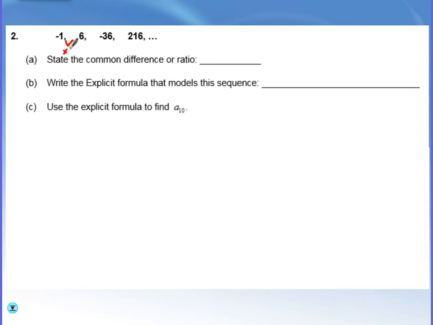So let's mark this up. Multiply by negative 6. Since we are multiplying, this is a geometric sequence. State the common difference or ratio. Ratio goes with geometric, so our common ratio is negative 6.